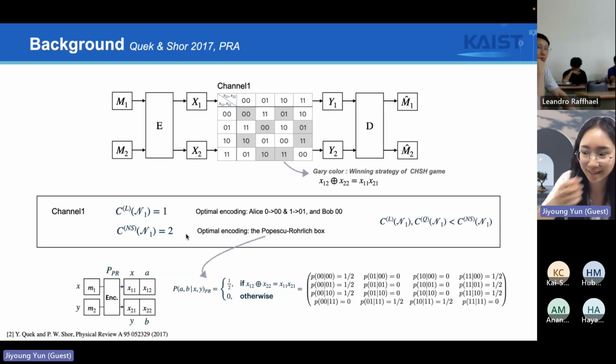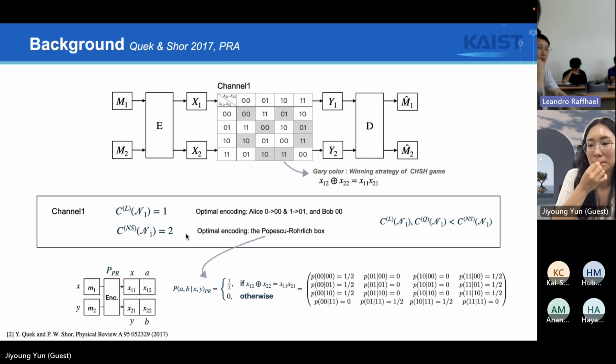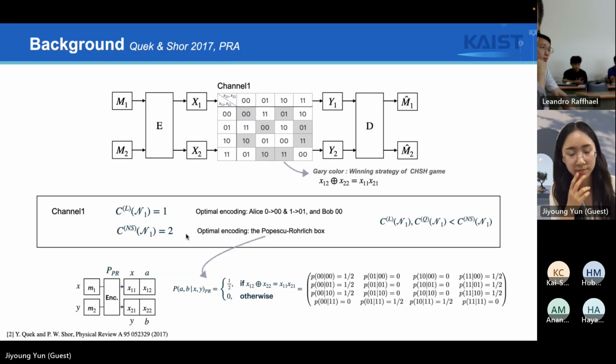Did you get it? Yeah, but I think what I didn't get is that the task is just to send 2 bits, right? 1 bit from M1 to M1 hat and another bit from M2 to M2 hat. Yes. And the channel capacity is going to.